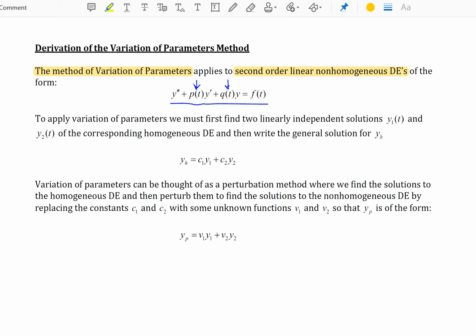To apply the variation of parameters, we must first find two linearly independent solutions, y1 of t and y2 of t, that correspond to the homogeneous DE, and then write the general solution for yH as C1 y1 plus C2 y2. This portion of our derivation will agree with everything we did in Chapter 4.4.